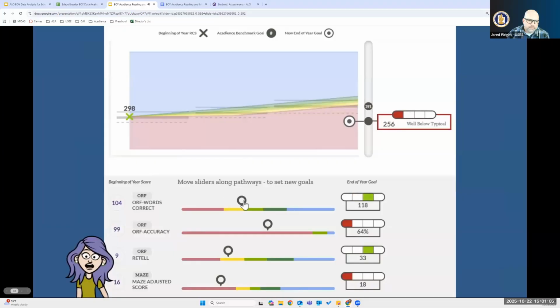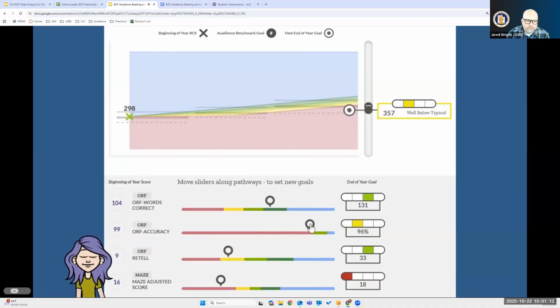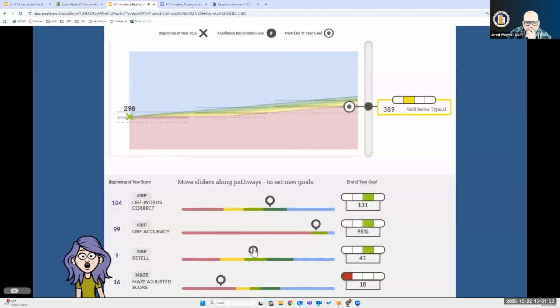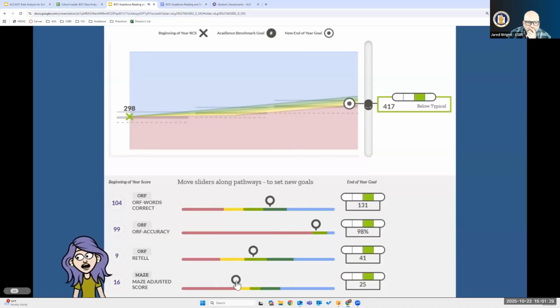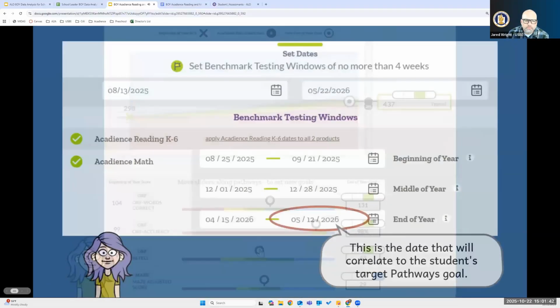The ALO platform will automatically set a goal that is at the midpoint of typical progress for students with a green or blue composite score, and at the midpoint of above typical progress for students with a yellow or red composite score. But you have full control. To adjust a goal, simply use the sliders for each measure. As you move them, you will see the target scores and the corresponding growth pathway update in real time. Once you have set a pathway that is meaningful, ambitious, and attainable, don't forget to click the Save Changes button.